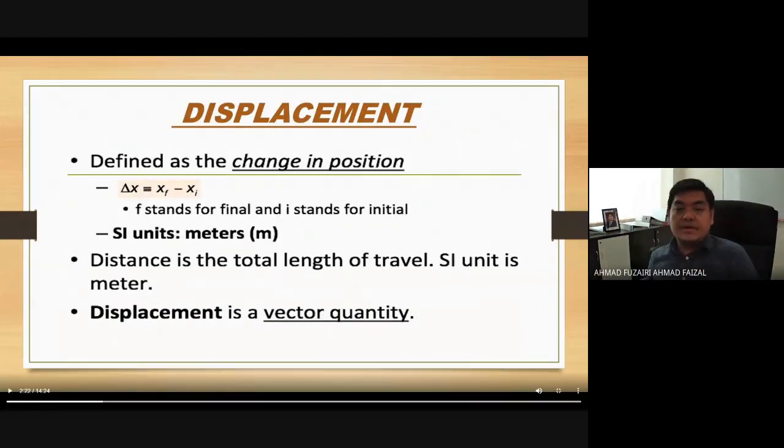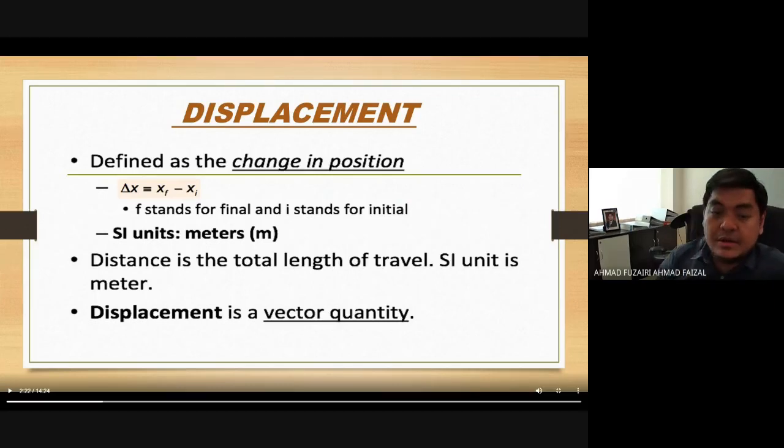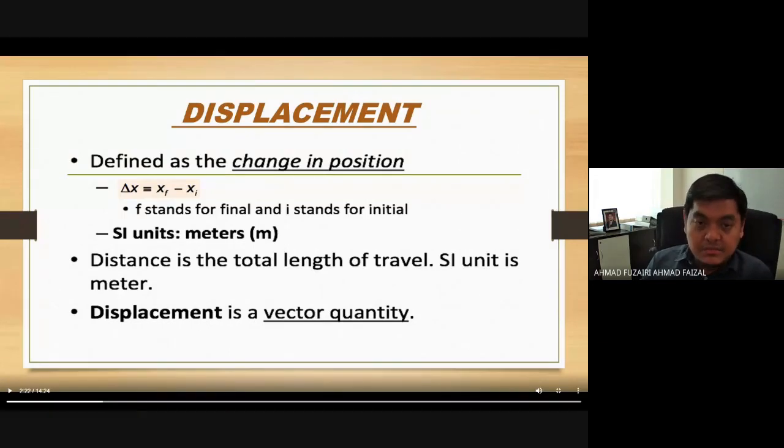Okay, what is the definition of displacement? During your school days you always use S, but displacement is x, meaning final position minus initial position. Okay, so f stands for final and i stands for initial. The SI unit for displacement will be the meter.